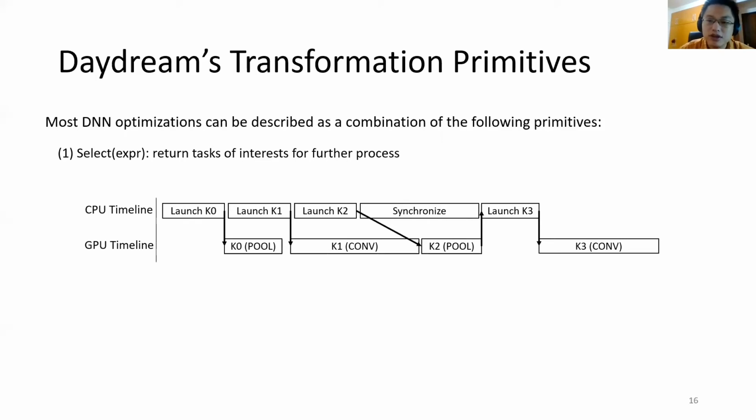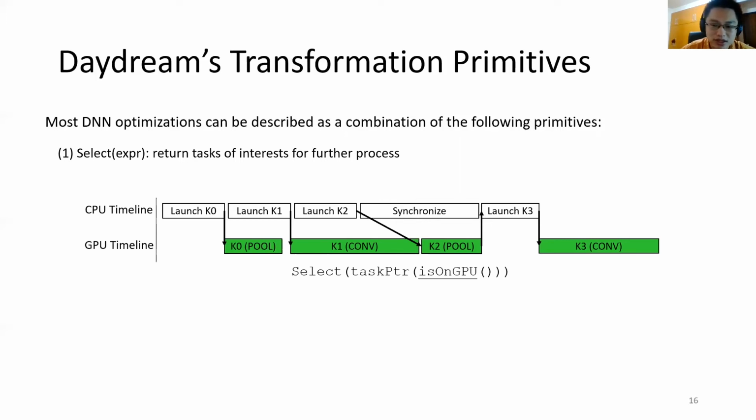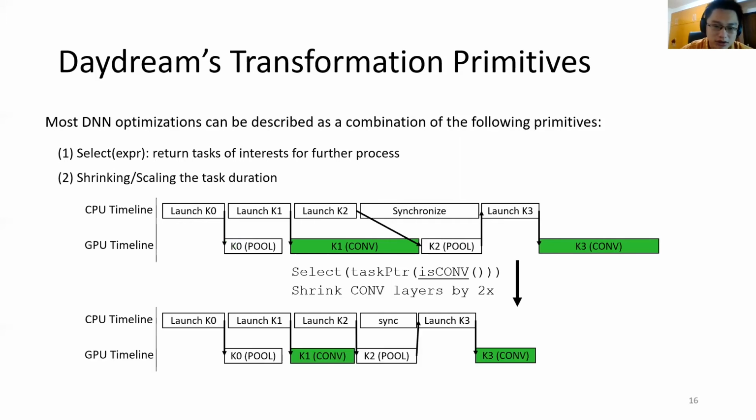For example, when we estimate the performance of reducing precision, the user can find the affected tasks by selecting all the GPU kernels. Or if a technique improves the convolutional layers, you can select all the GPU kernels that belong to the convolutional layers. The second one is shrinking or scaling task duration. Say we shrink the duration of all convolutional layers by 2x, the timeline will look like this.